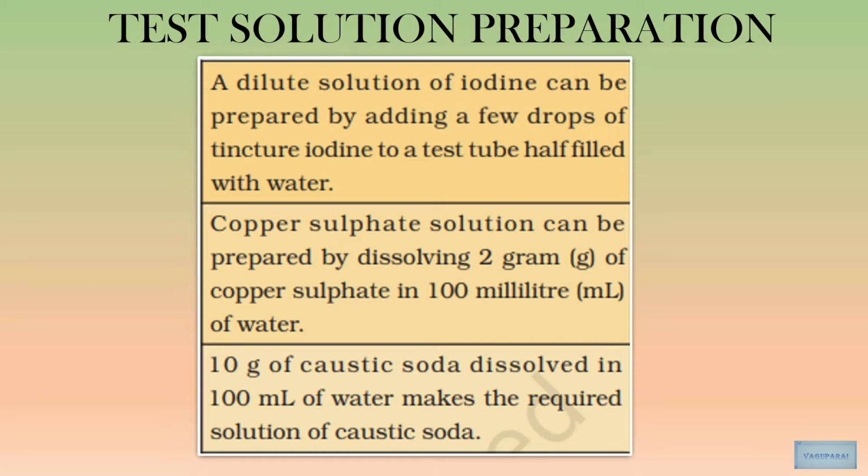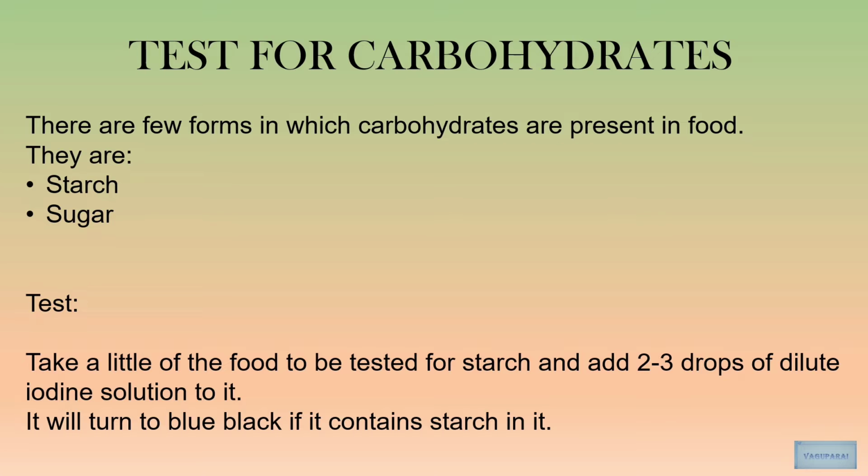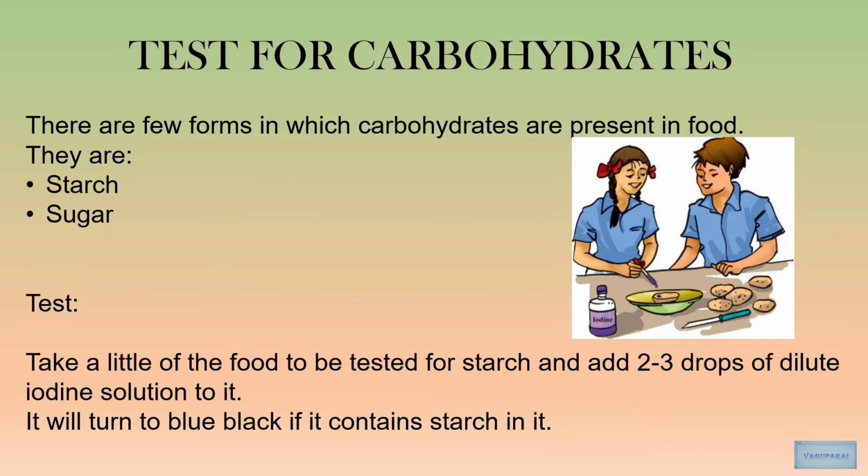To make a copper sulfate solution, buy 2 grams of copper sulfate from any chemical shop and add it to 100 ml of water. You get copper sulfate solution. How do you get a caustic soda solution? Take 10 grams of caustic soda and dissolve it in 100 ml of water, and you get the caustic soda solution. Testing solutions are available with us.